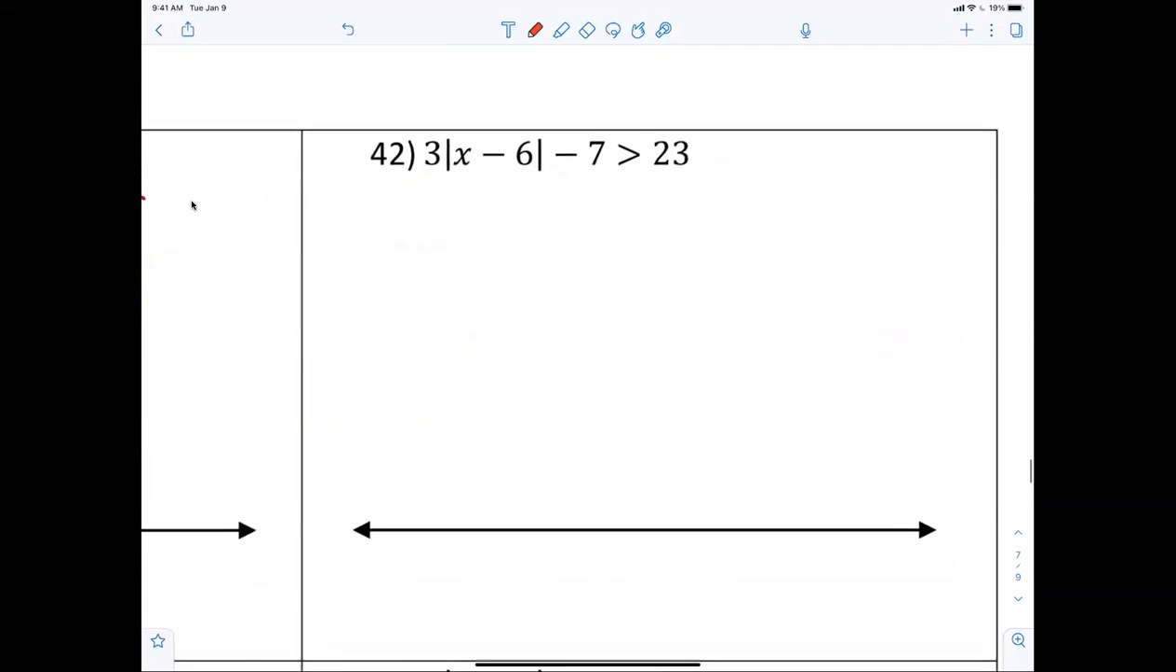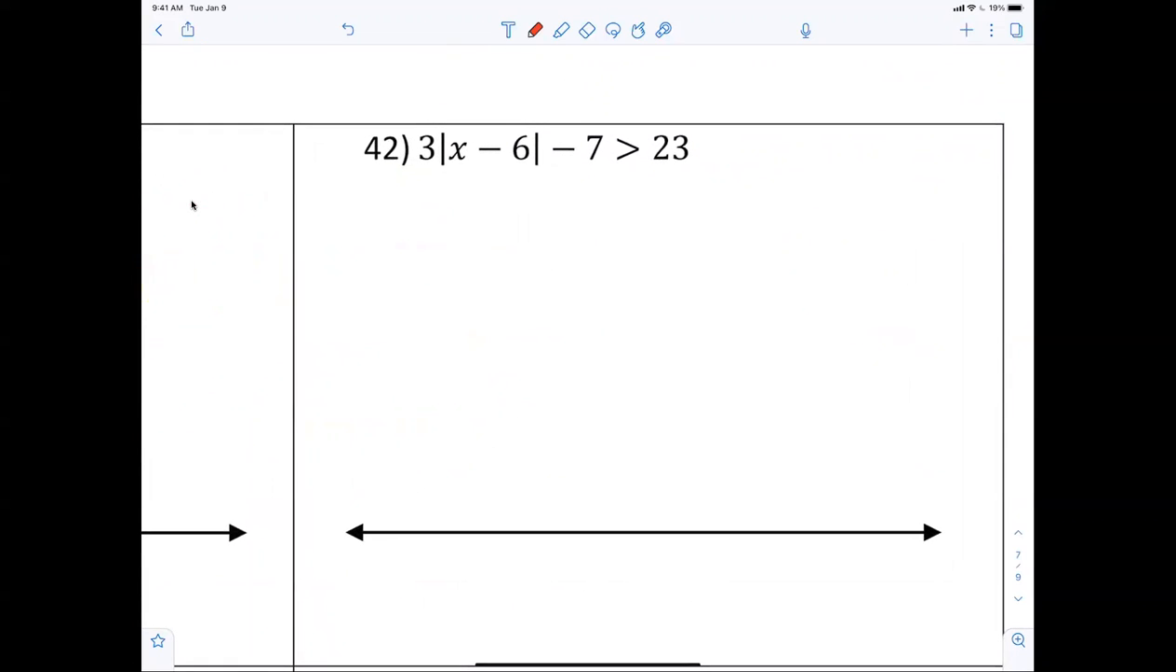Here we go. 42, isolating the absolute value. Isolating the absolute value, we have to do what first? Add 7, then what? Right. So we have absolute value x minus 6 is greater than 10. x minus 6 greater than 10. x minus 6 less than -10.